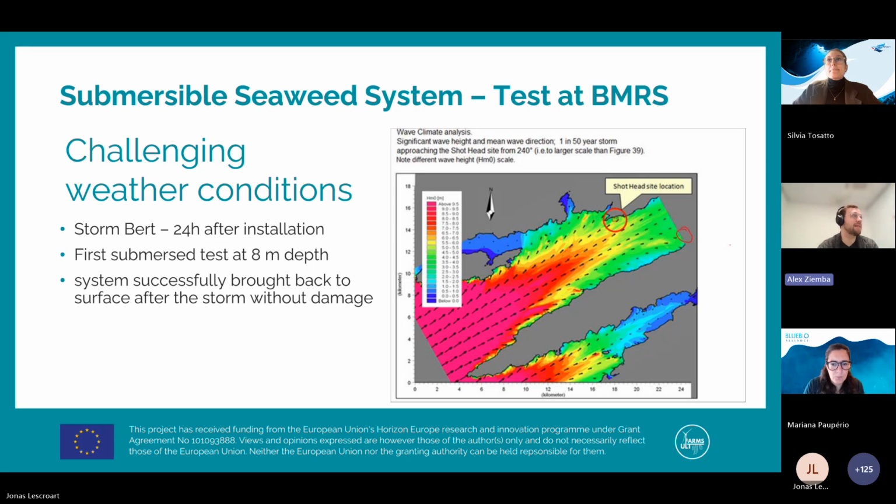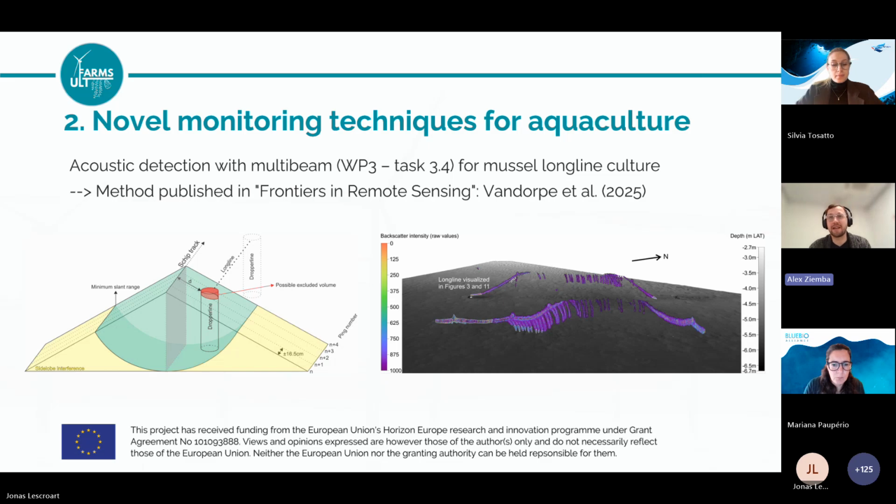If we look at the next slide, you can also see some of our monitoring techniques here. As we all know, going out to sea can be quite expensive. Using an acoustic detection with multi-beam, our partners were then able to go out in a small boat and drive along the long lines for both seaweed and mussels and be able to detect the growth rates, the system status without actually pulling the line out of the water.